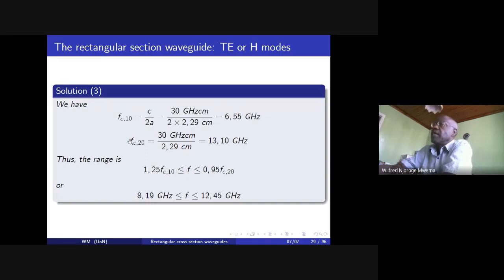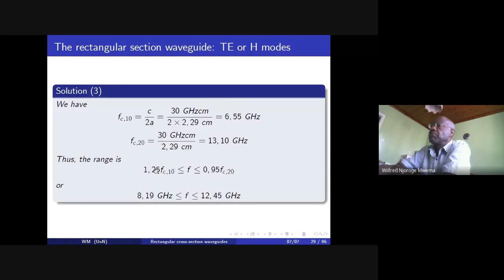So for our guide, the cutoff frequency of the first fundamental mode, or the dominant mode, is 6.55 gigahertz, and the next higher mode that will be propagating will have a cutoff frequency of FC20, given by the value of c by a, and we get a value of 13.10 gigahertz.